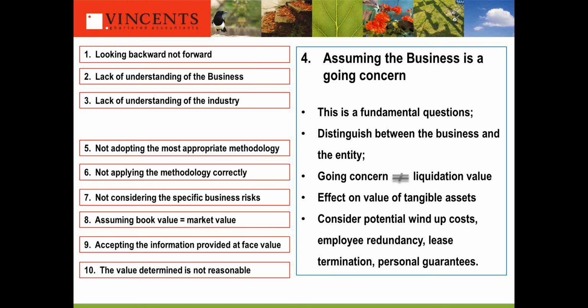So the other thing, if you do decide that the business is questionable as a going concern, you have to also then consider potential wind-up costs, redundancies for employees, lease terminations, and then, of course, the personal guarantees the directors may have given. Also, it's important here to make sure you're not distracted by the historical trading performance.